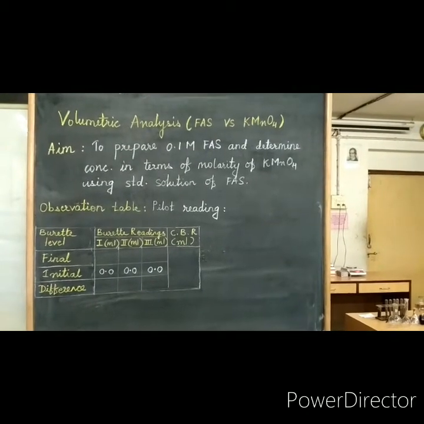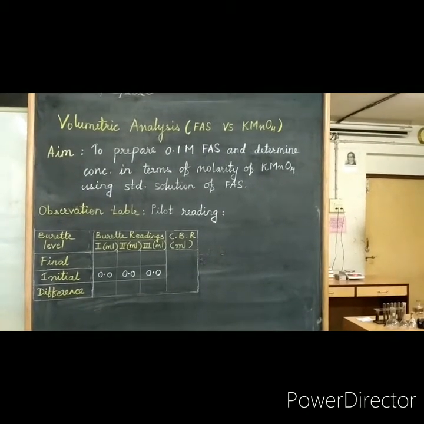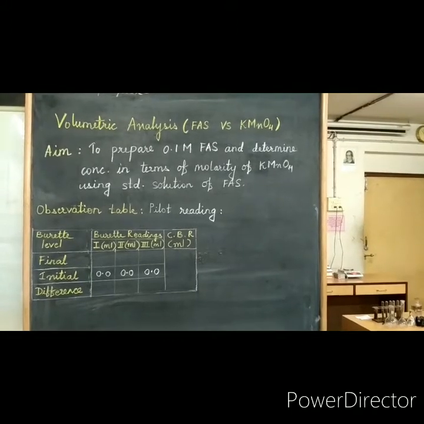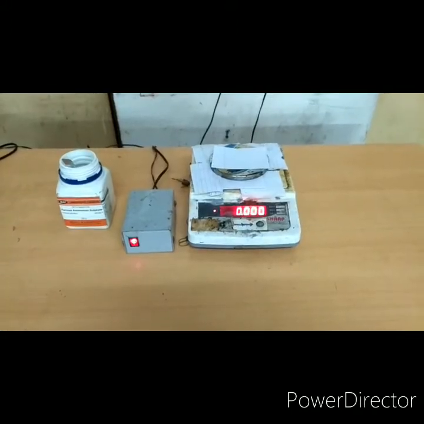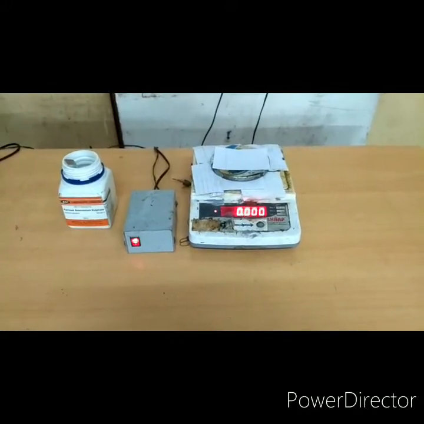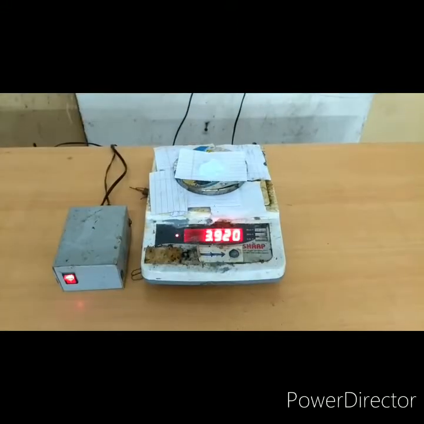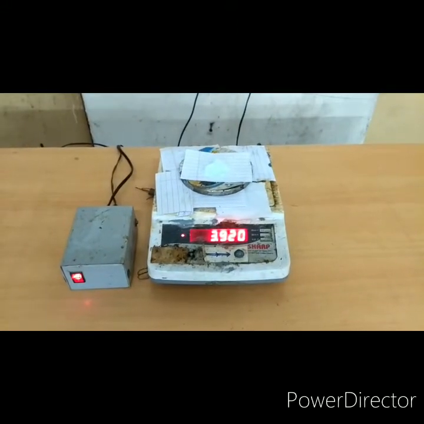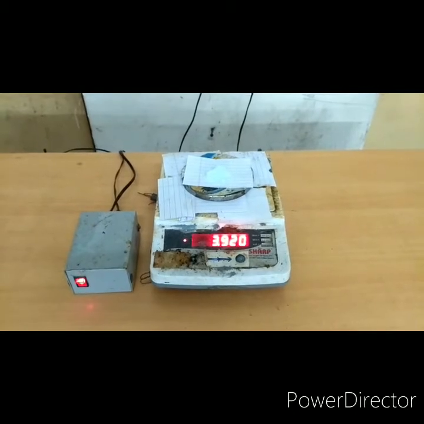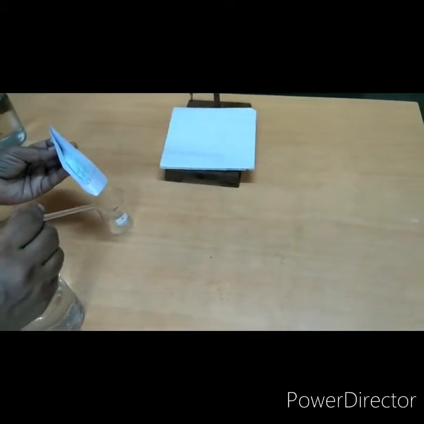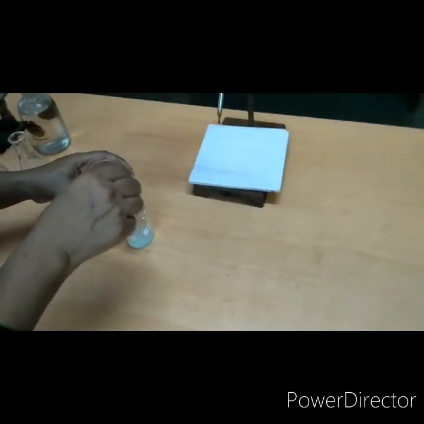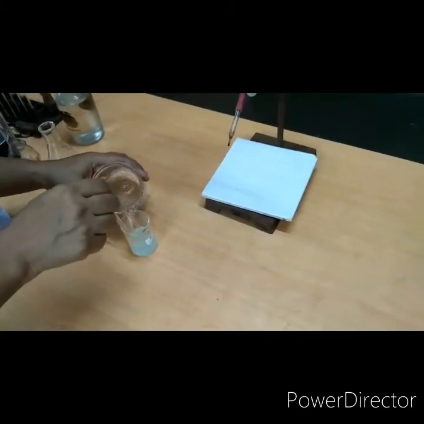Part A is preparation of standard, that is 0.1 molar FAS solution. Place a paper on the balance and adjust the reading to 0. Weigh accurately 3.92 gram of FAS. Transfer 3.92 gram of FAS to a 50 ml beaker. Add about 10 to 15 ml of water and stir the solution.